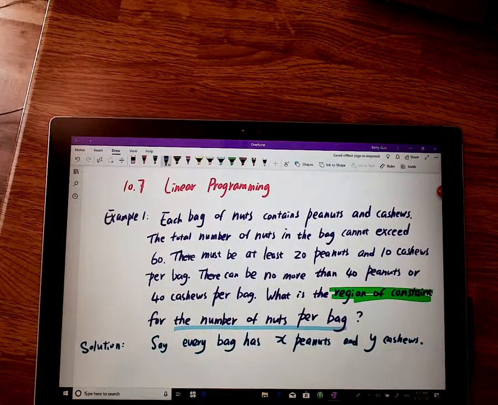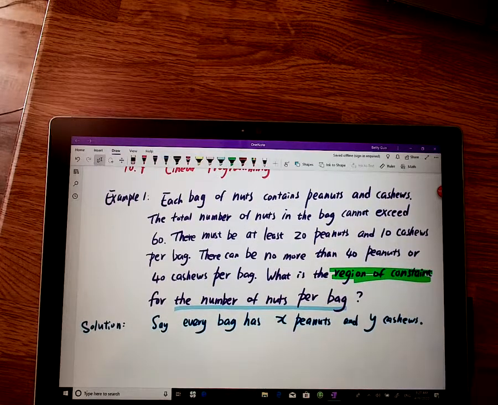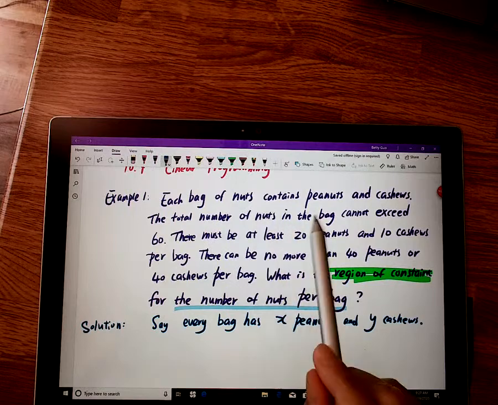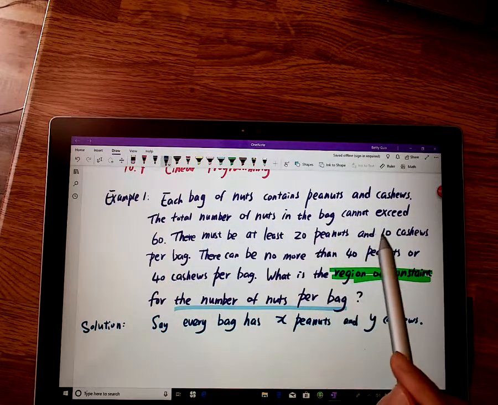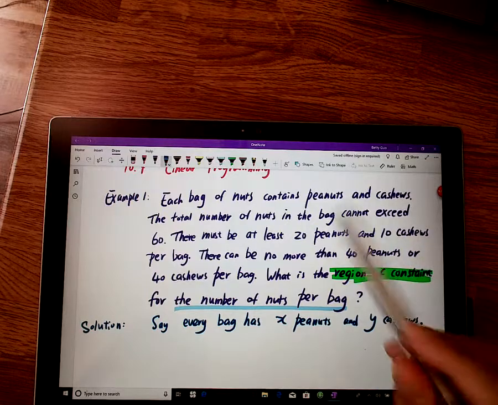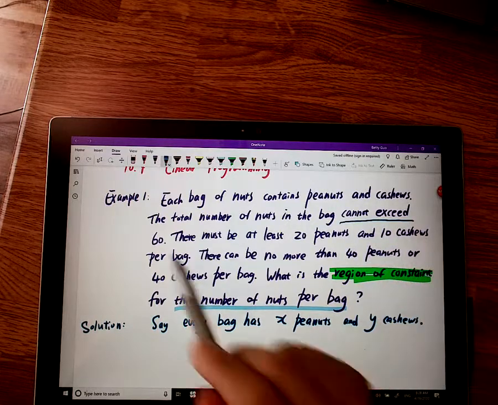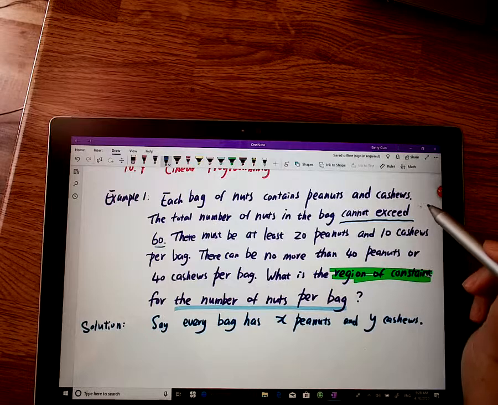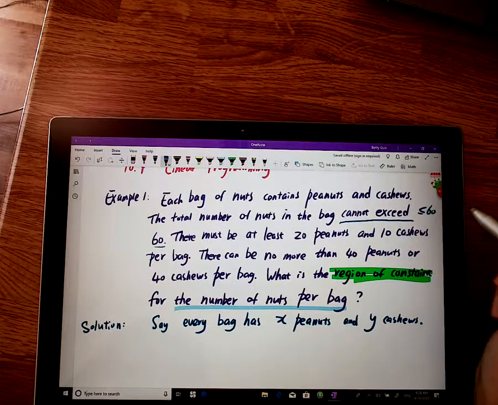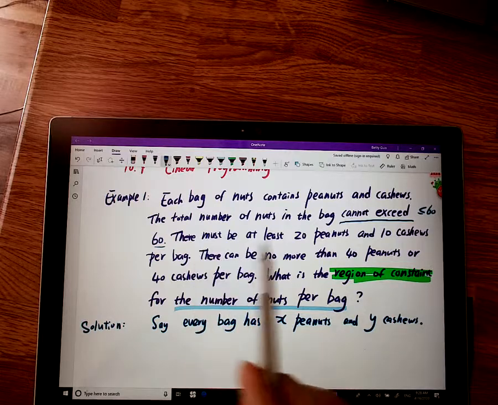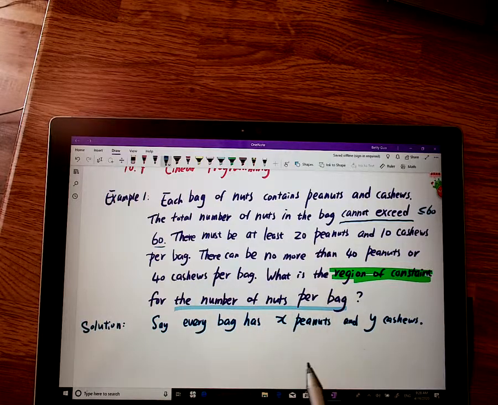So we have some information in the problem. Let's try to translate them. Each bag of nuts contains peanuts and cashews. The total number of nuts in the bag can't exceed. How do you understand can't exceed? Exceed means bigger than, right? Can't exceed means less than or equal to, or no more than. Do you agree?